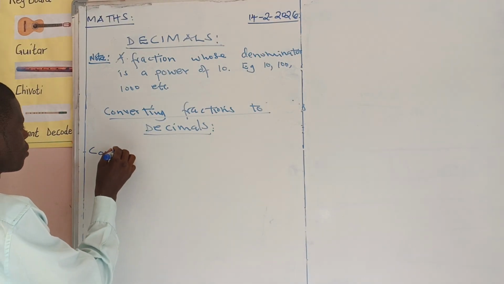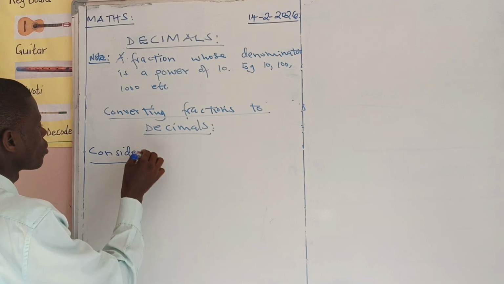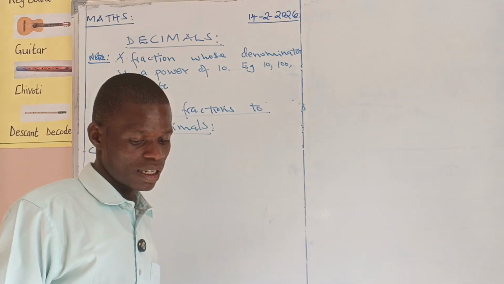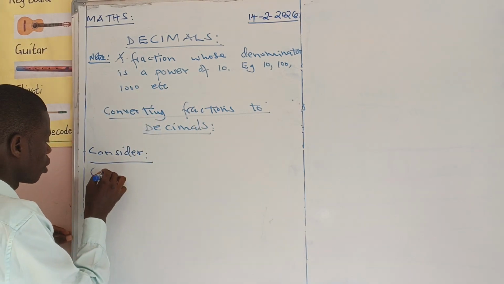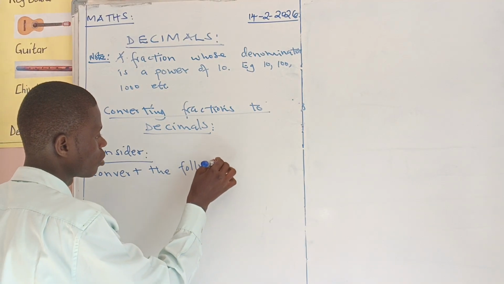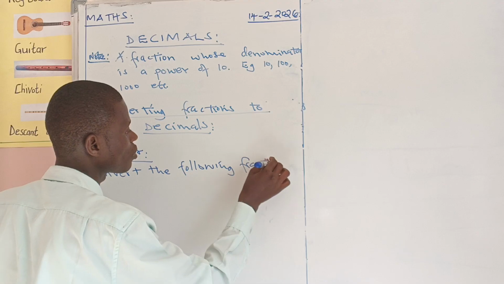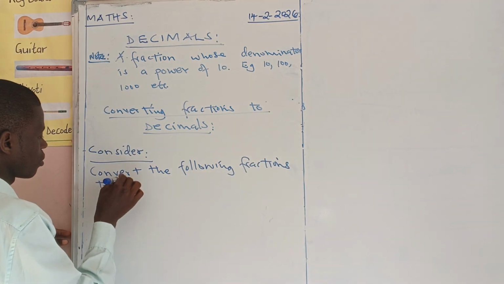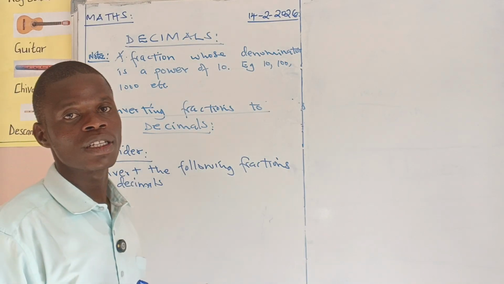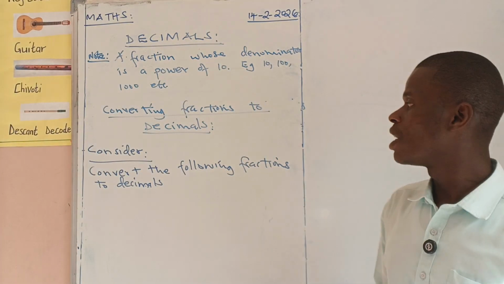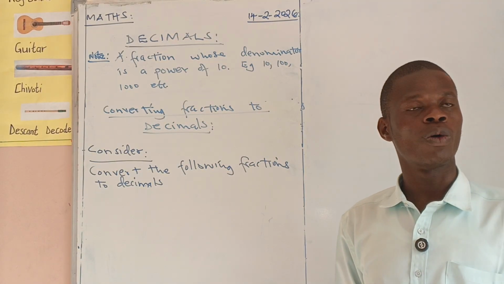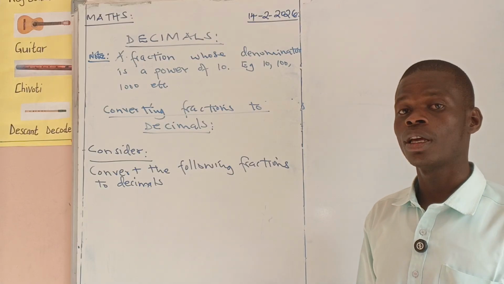So let us consider: convert the following fractions to decimals. We've been told to convert the following fractions to decimals. There's a routine and a procedure for converting fractions to decimals. How do we convert fractions to decimals? Through long division.